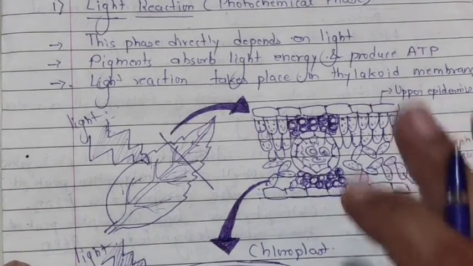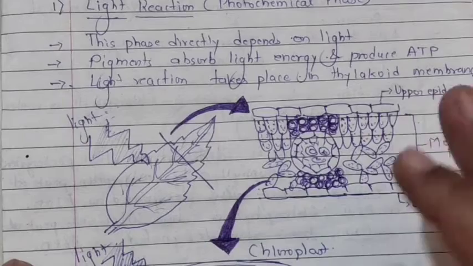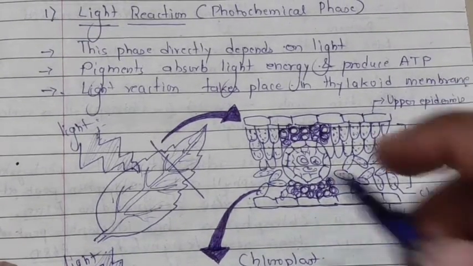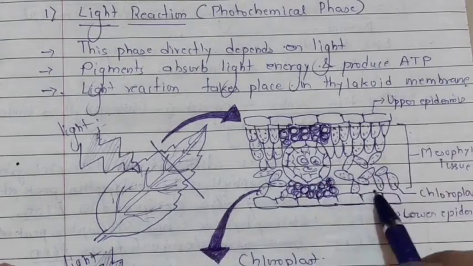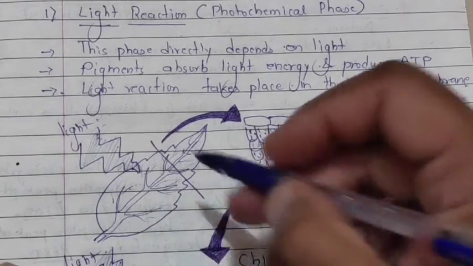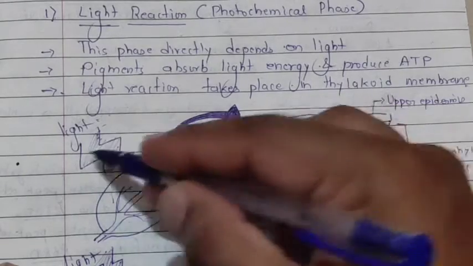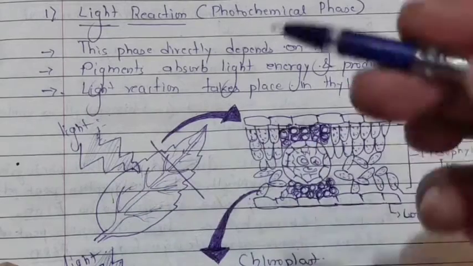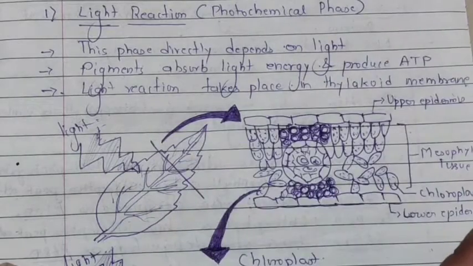First we need to find out what these thylakoids are and where they are present. What is this? Can you tell? This is a leaf. Leaves are absorbing the light. So where is this light going, where should this light be penetrated?